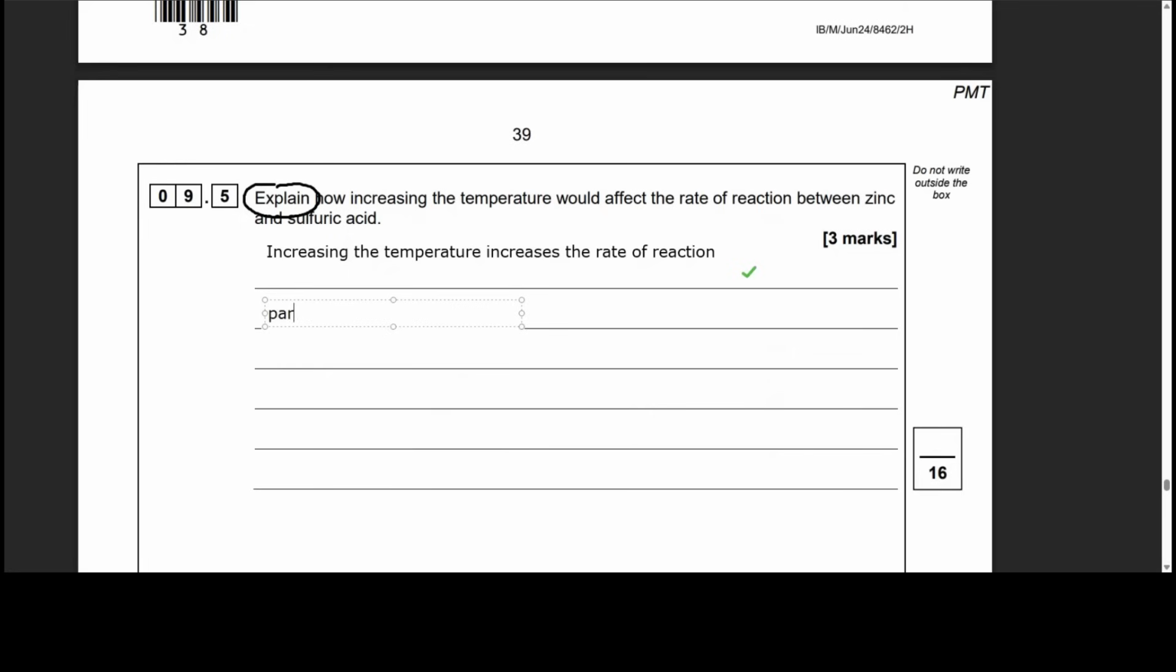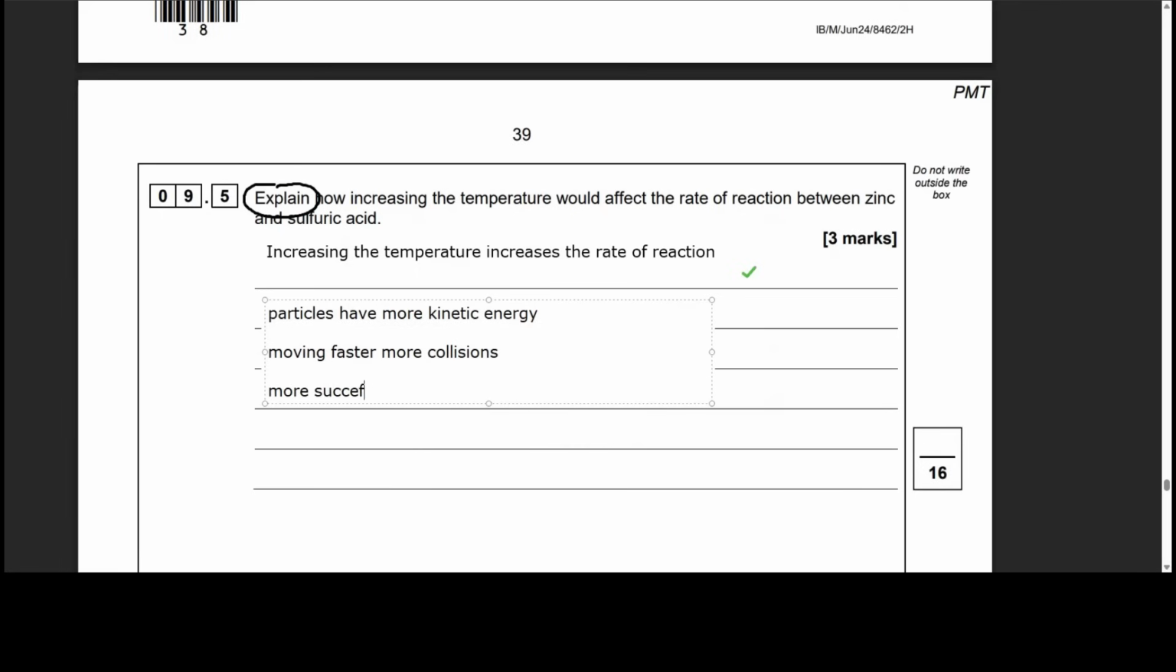So we want to say particles have more kinetic energy. So the particles have more kinetic energy. What does that entail? I know a lot of these are on the same marking point, but I'm going to include them moving faster, more collisions. So what does that equal? That equals more successful collisions per second. Now, I've given a time. You can either do that, or it's probably even better to just get in the habit of saying higher frequency of successful collisions, or more frequent collisions, more frequent successful collisions. So the marks are more energy, more successful collisions per second, or a higher frequency of collisions.